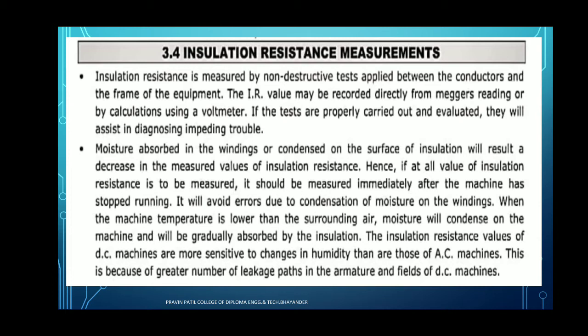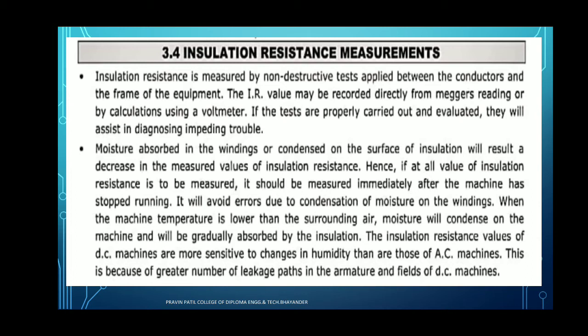If it is measured immediately after the machine has stopped running, it also avoids the error due to the moisture of the winding, or when the machine temperature increases or decreases, or when the temperature of the electrical machinery is lower than the surrounding air. Moisture will be condensed on the machine and will be gradually absorbed by the insulation.